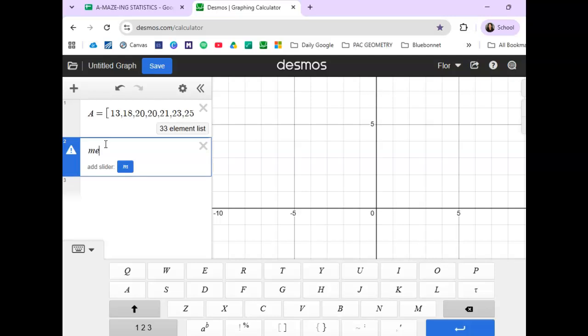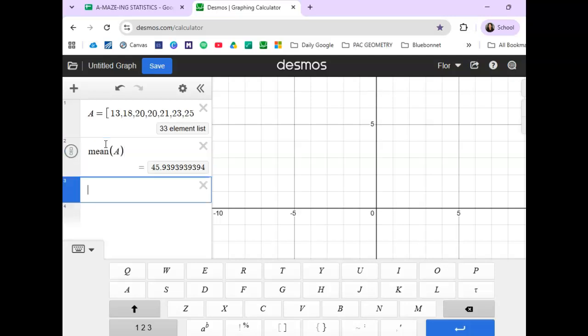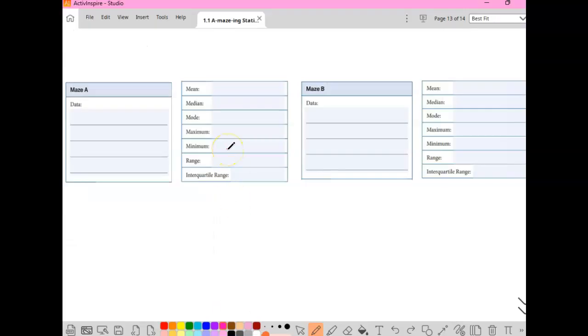You just type the word mean, parentheses, and then what's the name of our list? Okay, so this is fourth period's mean. Every class had a different mean. So let's round to the hundredths. 45.94. So let's write it on your paper for maze A. And if you don't know, this is an approximate sign, so approximately 45.94.